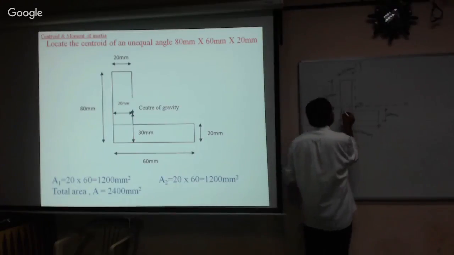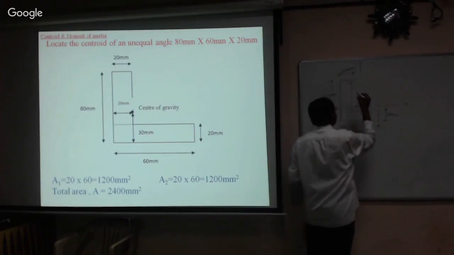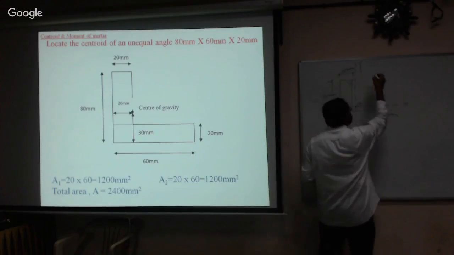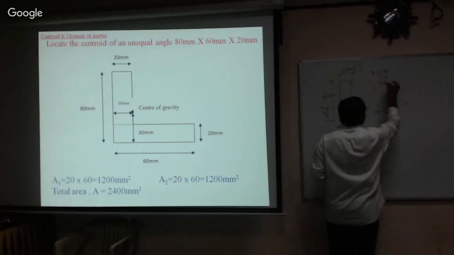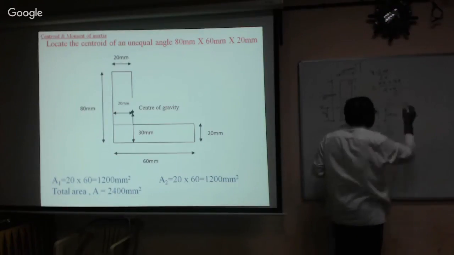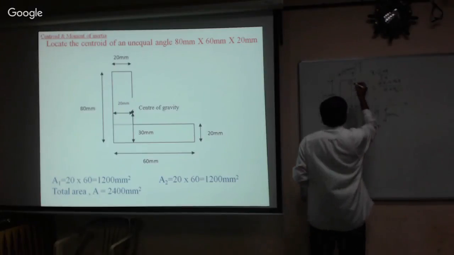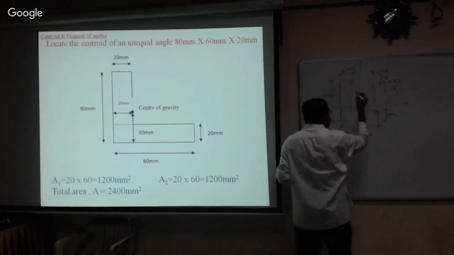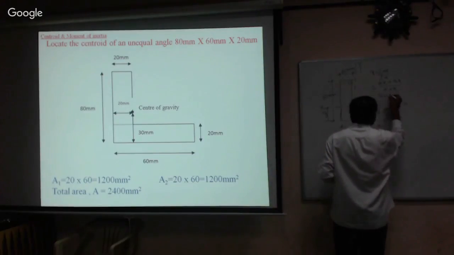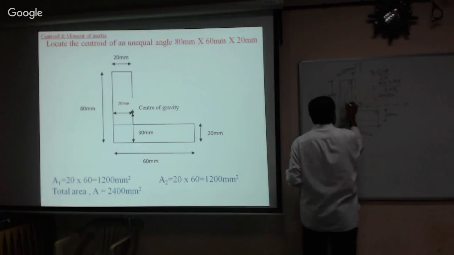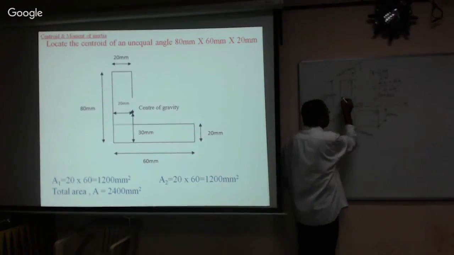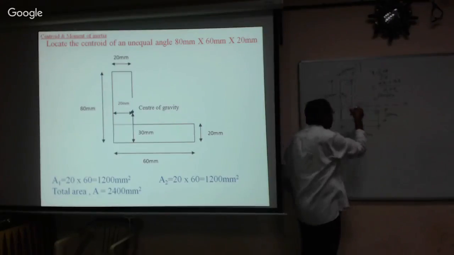Now let us calculate how to do this. Let me divide this figure into 2 pieces like this. This is section 1. This is section 2. Now we know that x bar is equal to sigma ax divided by sigma a, which is a1 x1 plus a2 x2 divided by a1 plus a2. Now straight away substitute: 20 multiplied by 60, where the centroid of this is acting. From here to here is x1, and x1 is 10.